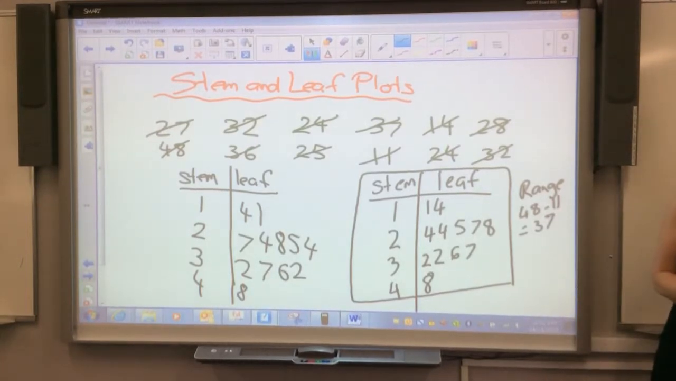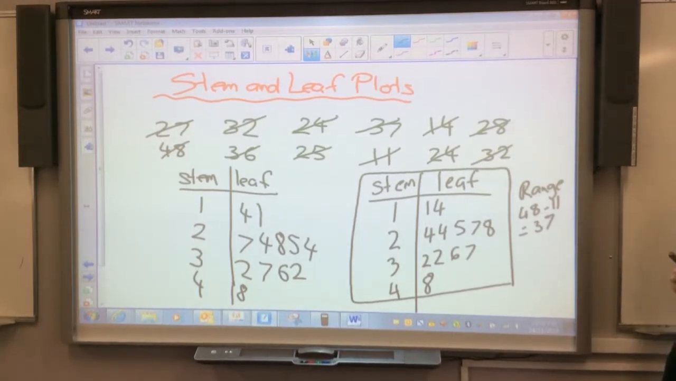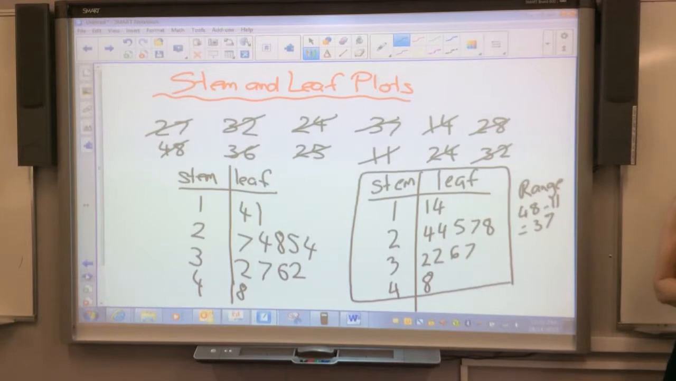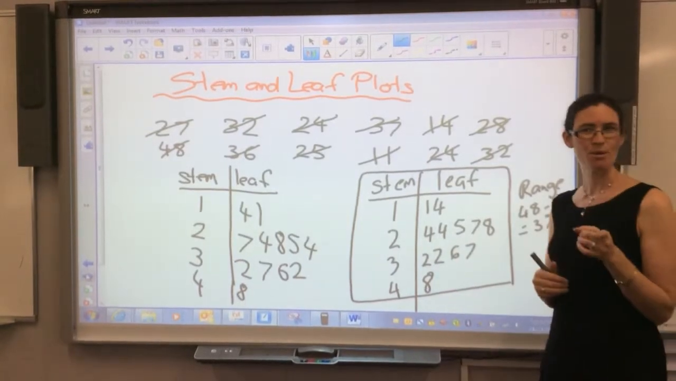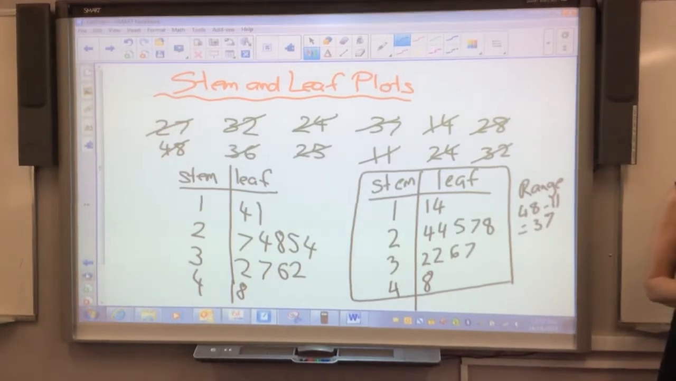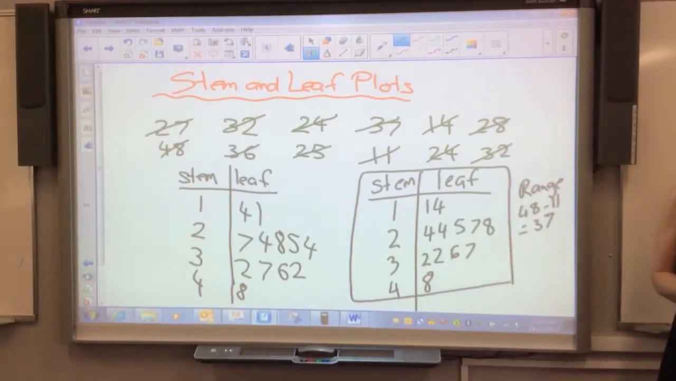Okay, another one that they particularly like to ask on stem and leaf plots is the median. Actually, let's talk about mode first. What's the mode for this data? What is mode? Oh, mode is the most common score. There's 2. If there are 2 modes, that's okay. We're allowed to have 2 modes.